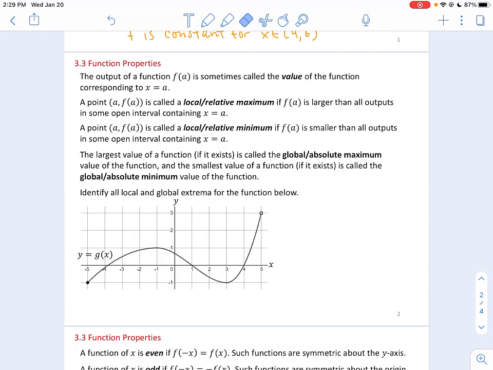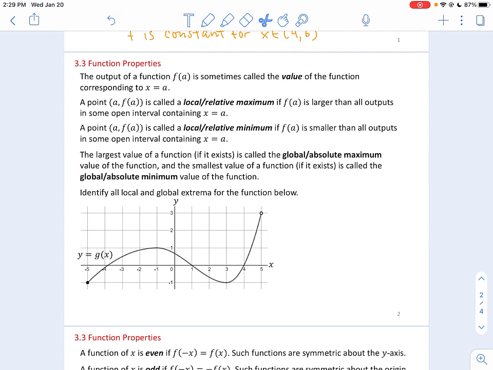The output of a function, f of a, is sometimes called the value of the function corresponding to x equals a. So this word value is used often, and it represents the y-coordinate. And because it's a function of x, there's only one value for every input. That's the definition to be a function.